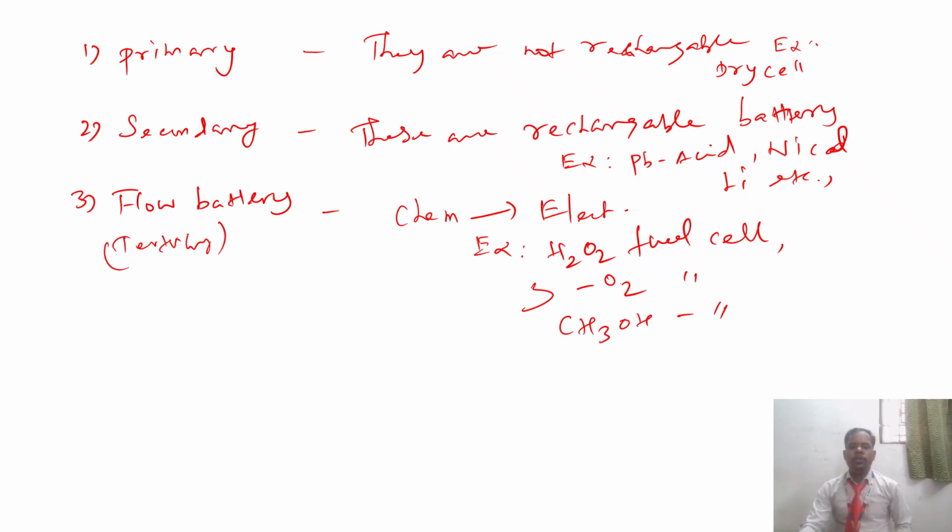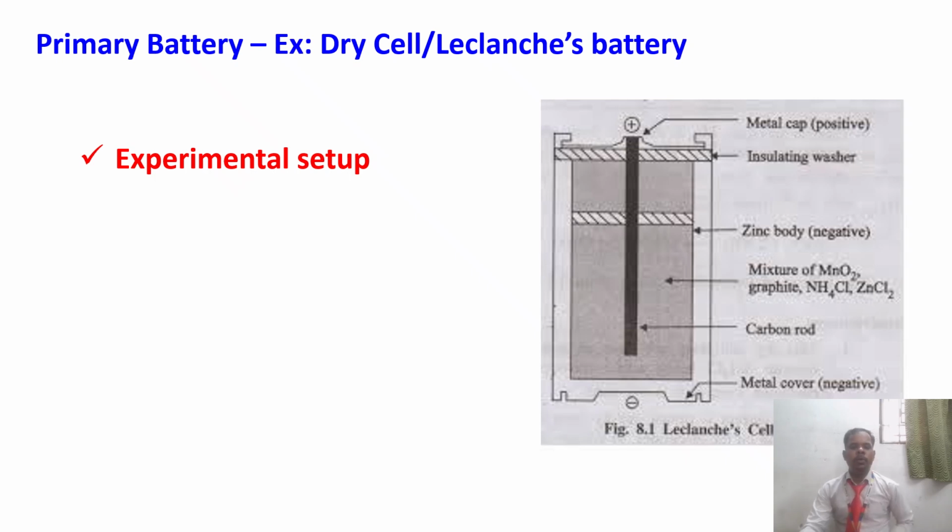Now we are going to discuss the primary battery with an example. This is the simple experimental setup for a primary battery. It is a primary battery which works without a fluid compartment, because all the components are solid. Here a dry cell consists of a zinc cylinder, the outer surface, which acts as the anode.